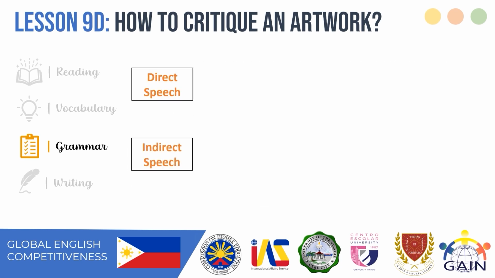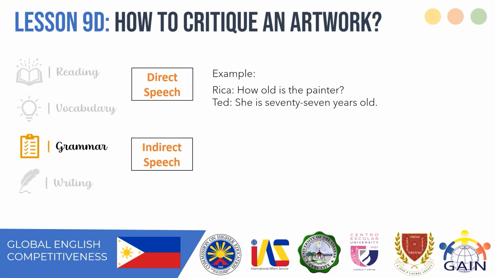We have here another example. For the direct speech, we have here a conversation between Rika and Ted. And in the indirect speech, it becomes, Ted said that the painter is 77 years old.